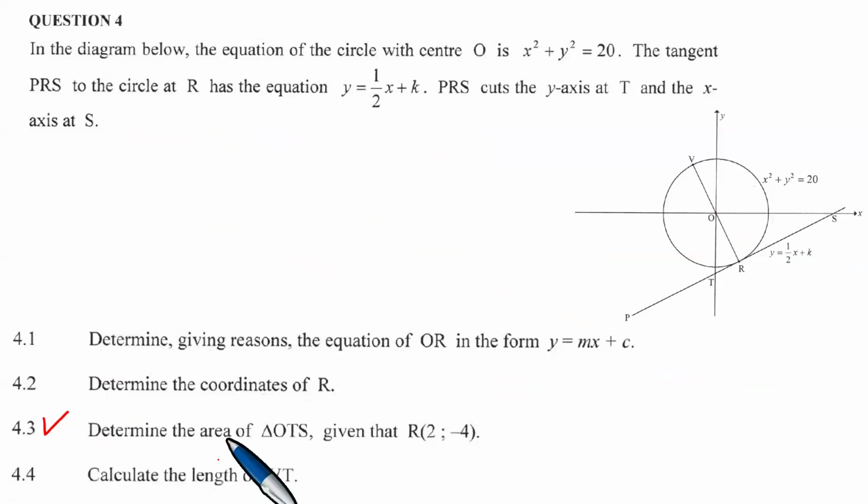The next question is question 4.3. In 4.3, we want to determine the area of triangle OTS. Here is O, here is T, and here is S. We want to find the size of this triangle here. What is the size of this triangle? That's a very wonderful triangle that looks like a boot, like a soccer boot. Anyhow, we can find the area of that triangle, but that triangle is a very awesome one.